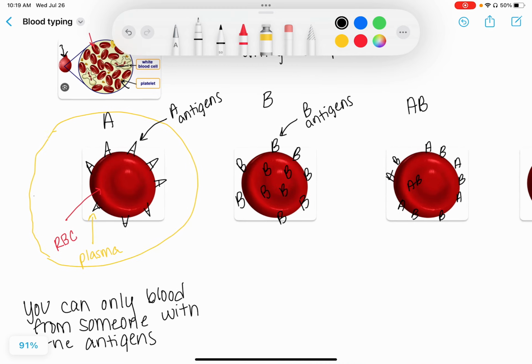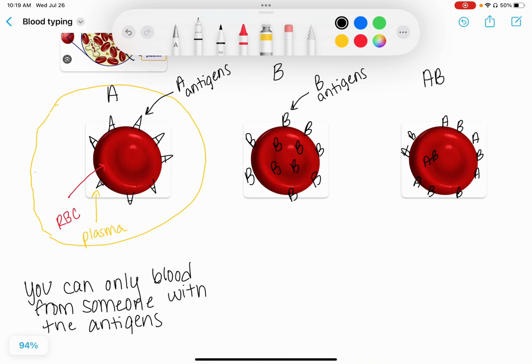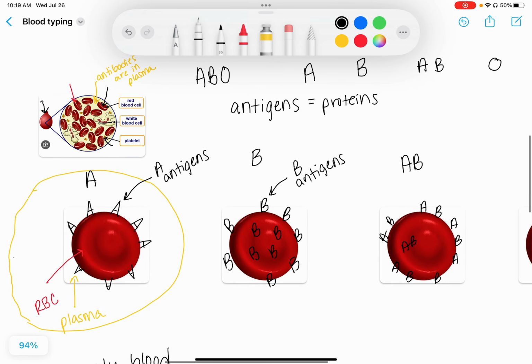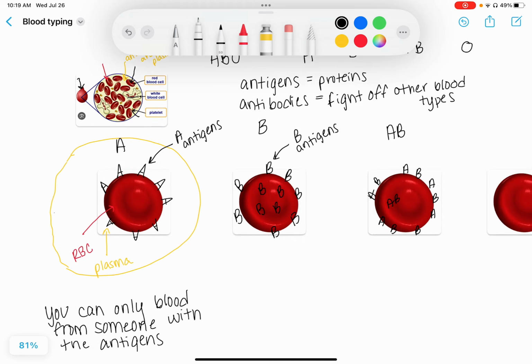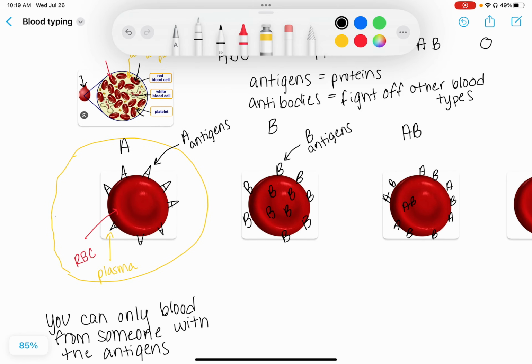So what that means is the person with A antigens, the person that is A blood type, since it cannot take anything else, is going to make antibodies that fight off other blood types. Okay, they're still proteins. That is very important. Like I said, if you're given the wrong blood type, you could die, and this is why you make antibodies.